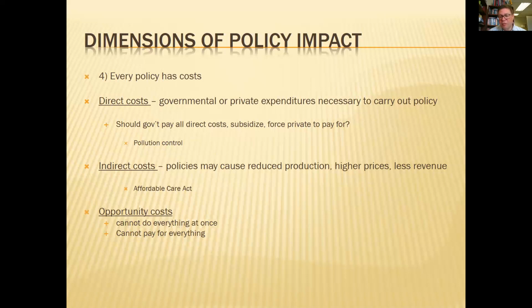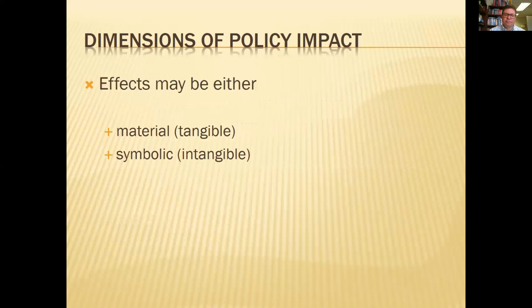And then finally, we have opportunity costs. So we can't afford to pay for everything all at once. There's a finite amount of budget that we have. We can't afford to look into every problem at once. So opportunity costs are basically, if we deal with one issue now, how does that prevent us from dealing with other issues? If we spend money on something right now, how does that prevent us from dealing with other issues that society might want us to deal with? So we've got direct, indirect, and opportunity costs.